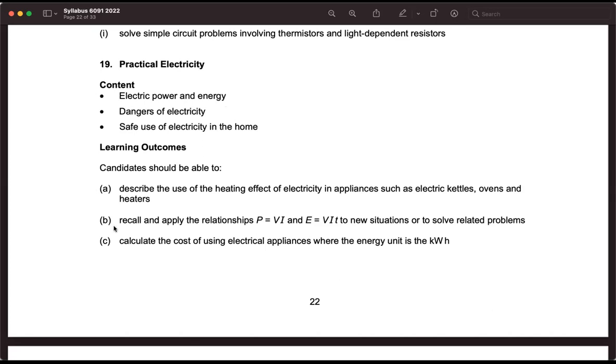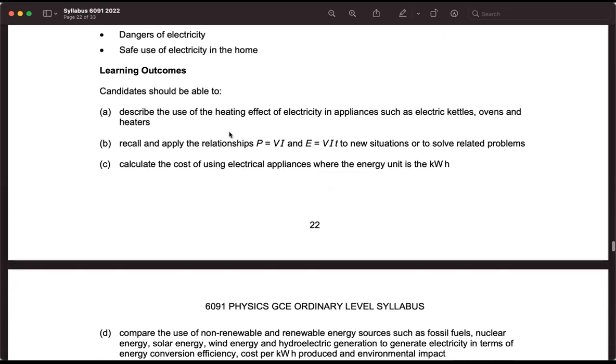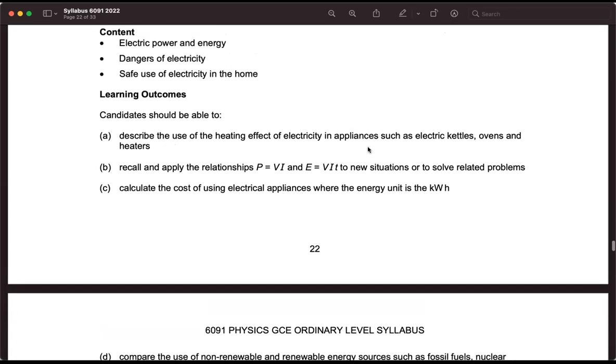Okay, so for this topic, what are you expected to know? You all need to know, number one, how electricity can be converted to heat energy or thermal energy and is used in kettle, oven, and heater. When we go through some examples, I will show you later on. This is one of the first things that you need to know.